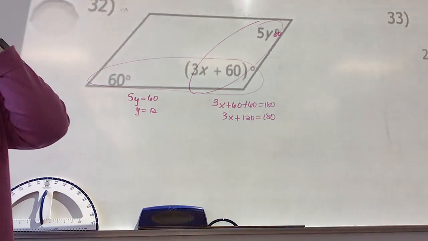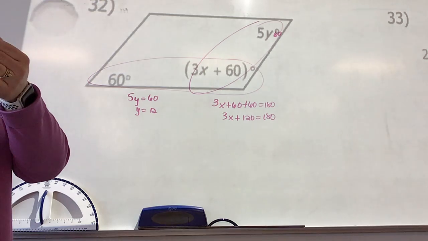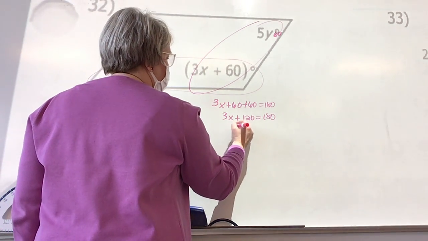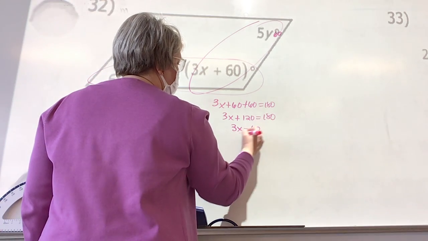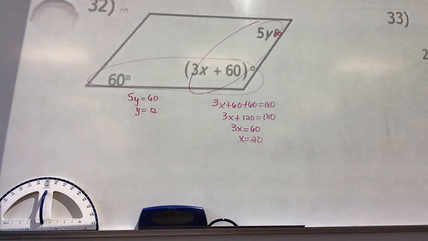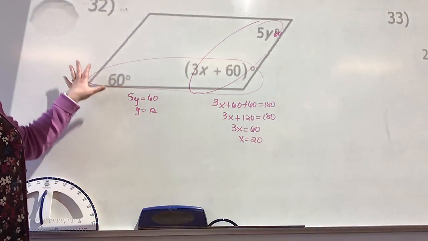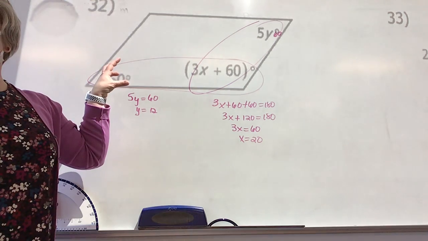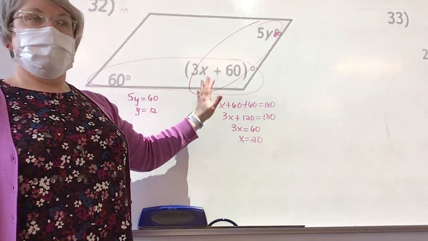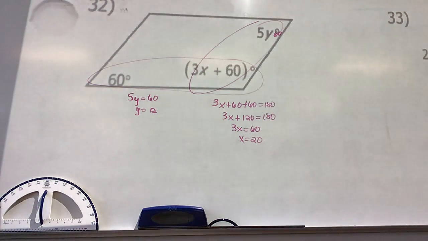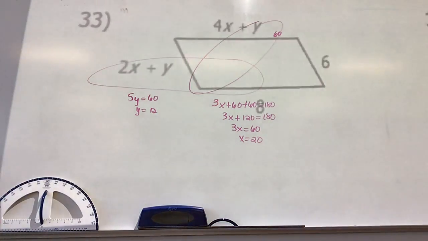What are you going to do next? Subtract the 120. What do we get? 60, everybody? And x is 20. How's that one? Okay, so 2 properties were used. Opposite angles are congruent, and what's the other one? Consecutive angles are supplementary. Excellent. Okay, a couple more. Let's do, I like this one.